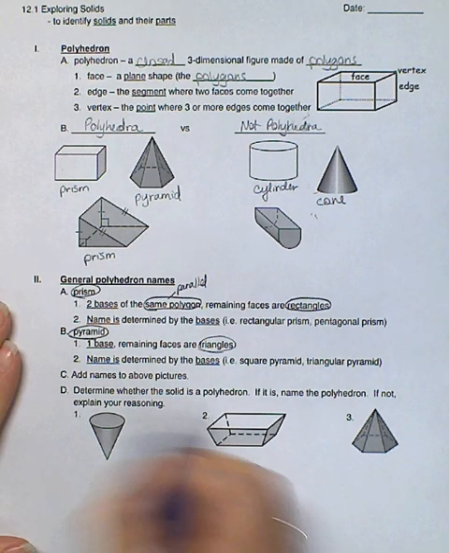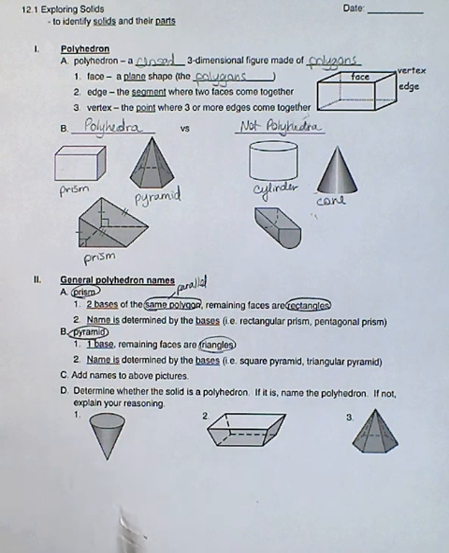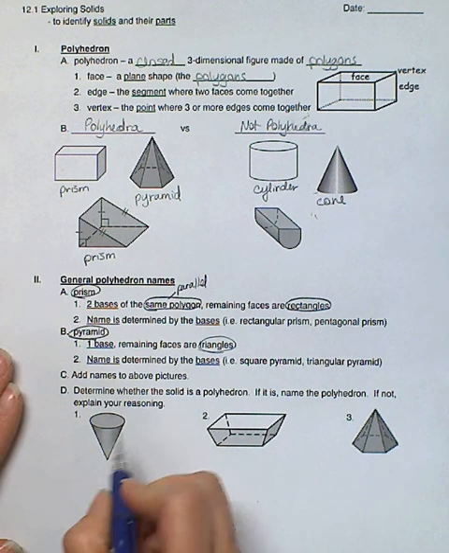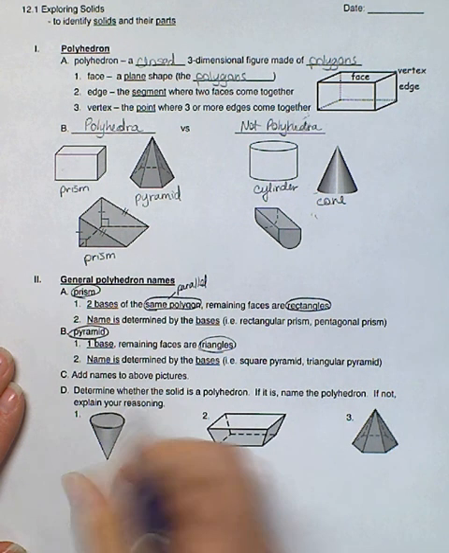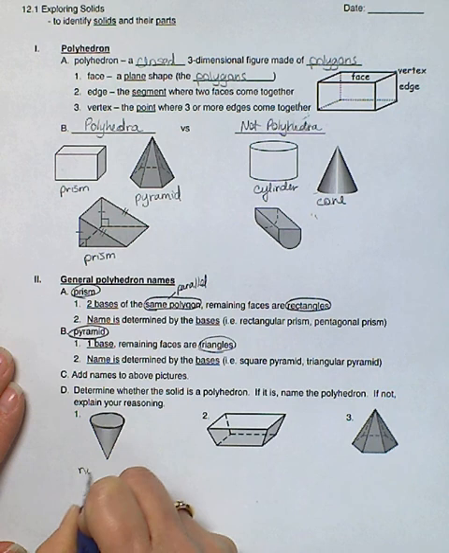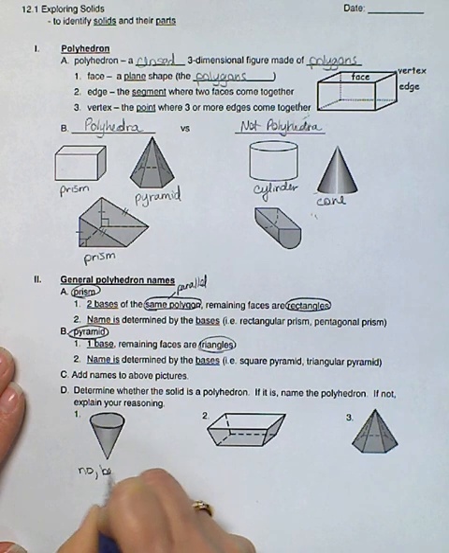So let's look down here at our examples. It says determine whether the solid is a polyhedron. If it is a polyhedron, name it. If it is not, then explain your reasoning. So first one out, number 1 here, we have a base that is a circle, and so this would not be a polyhedron because the base is a circle.